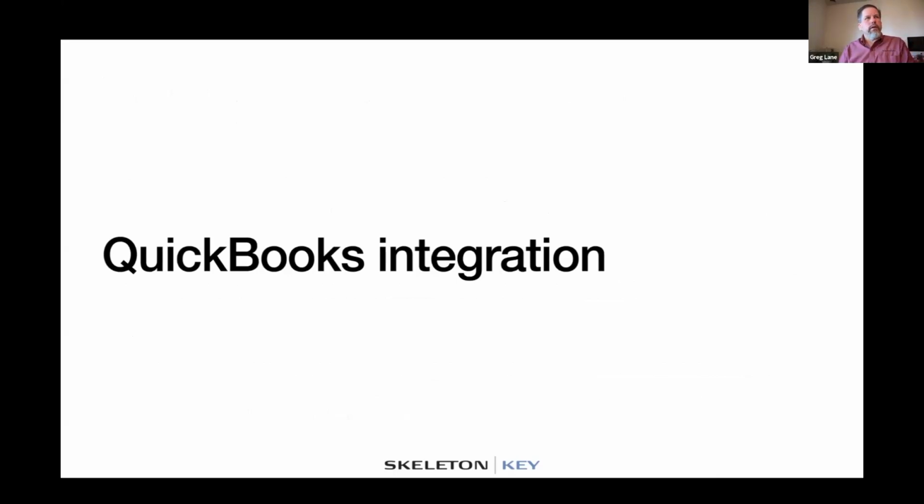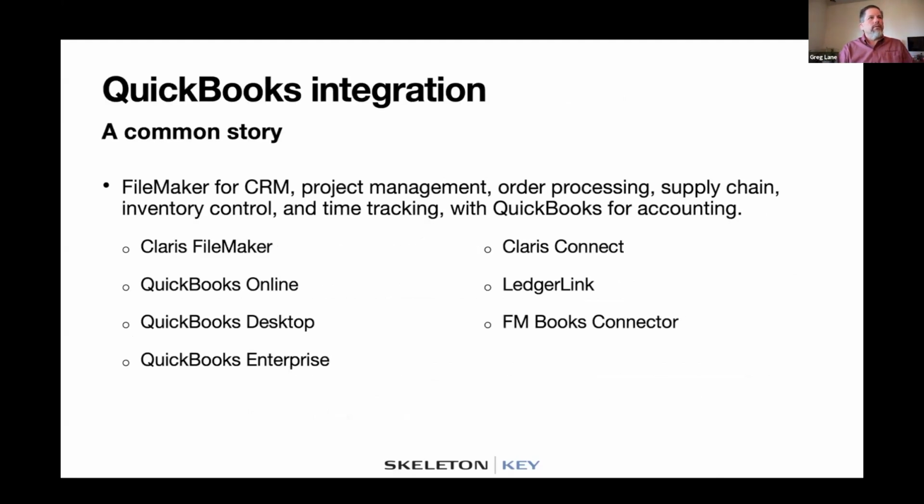So the next example we're going to look at is QuickBooks integration. And this is not a specific client, but it's a common story that applies to lots of different clients. And there are lots of different tools that we can use inside of FileMaker to integrate with QuickBooks, both QuickBooks Desktop and QuickBooks Online. Claris Connect has pretty rich connectors available for working with QuickBooks Online. But we've also used third-party plugins like LedgerLink and FMBooks Connector. There are others out there in the community as well. But it's a common need.